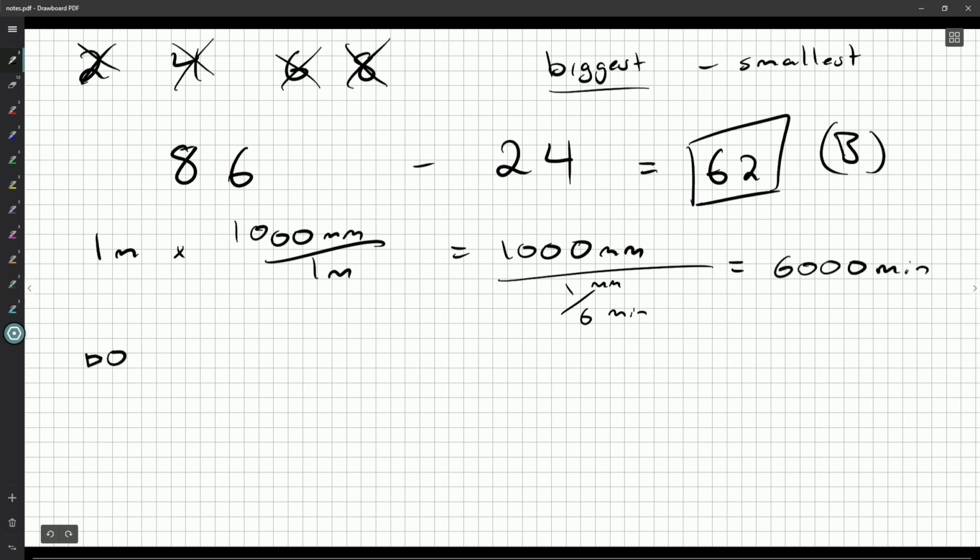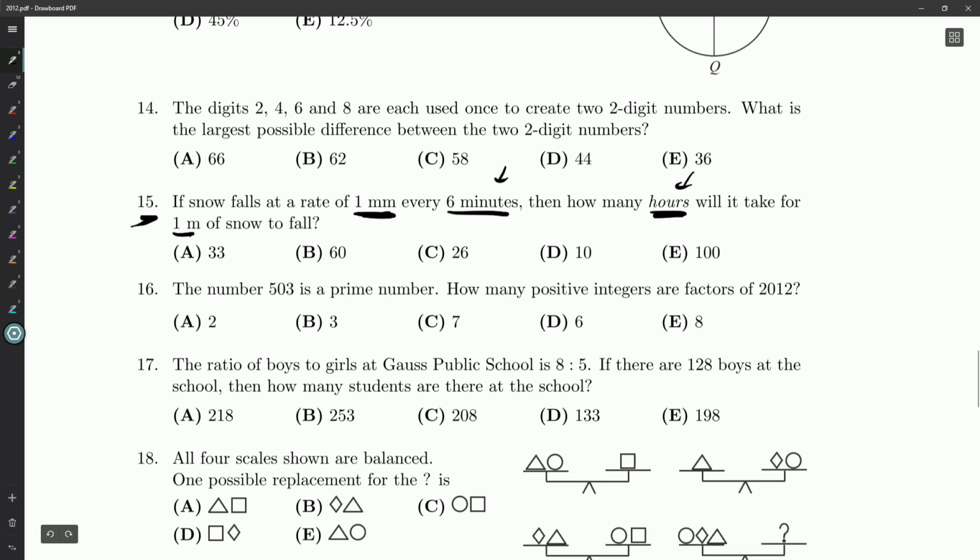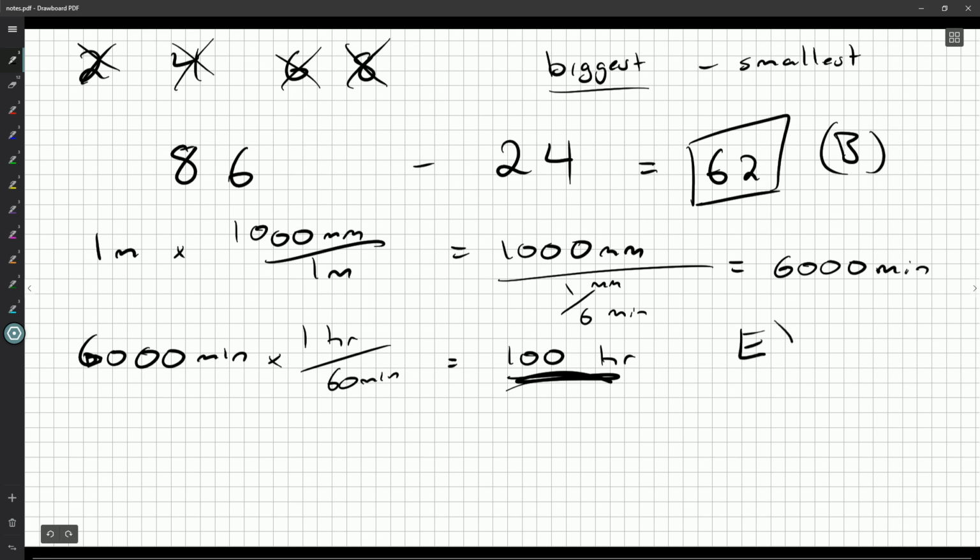I got one last conversion because they didn't ask me for the answer in minutes. Now we say, all right, how many hours, or how many minutes in an hour? Well, 1 hour is the same as 60 minutes. So divide by 60, multiply by 1, and you have 100 hours. And that's how long it's going to take. Okay? So 100 hours, and that's on the end there. So we'll go ahead and we'll bubble in E.